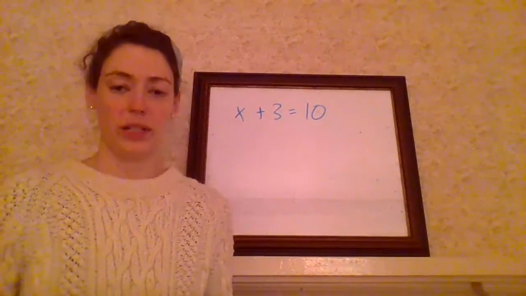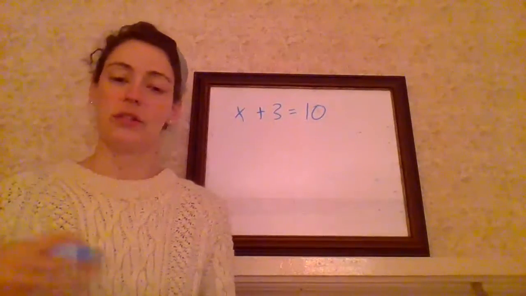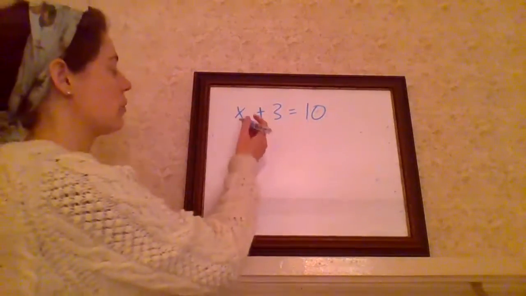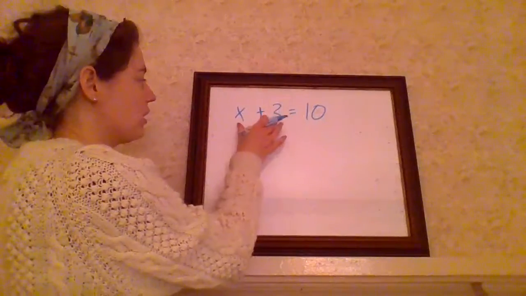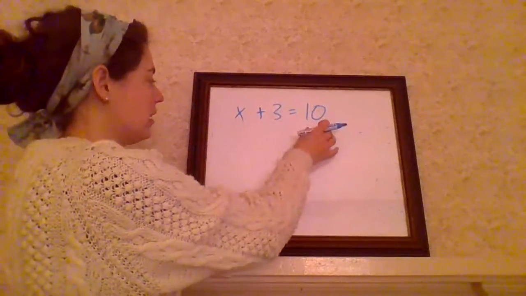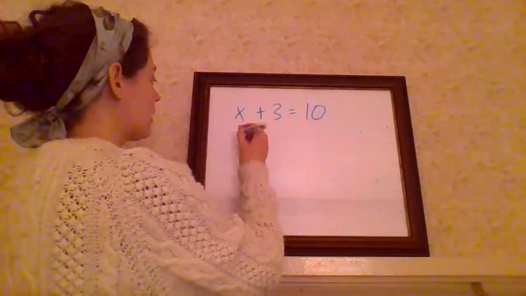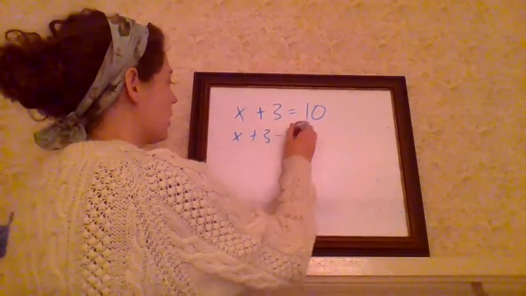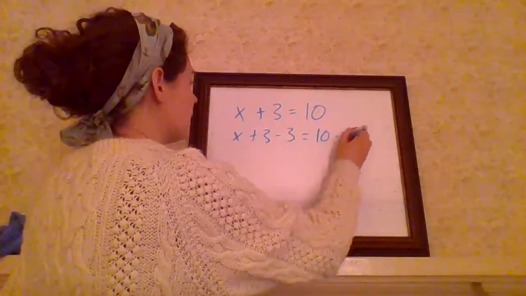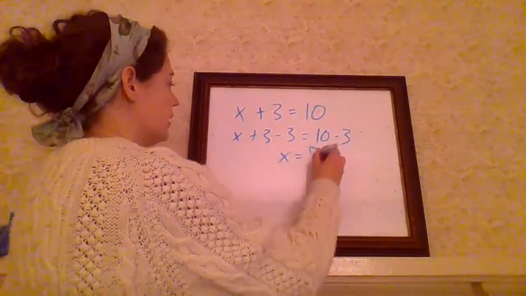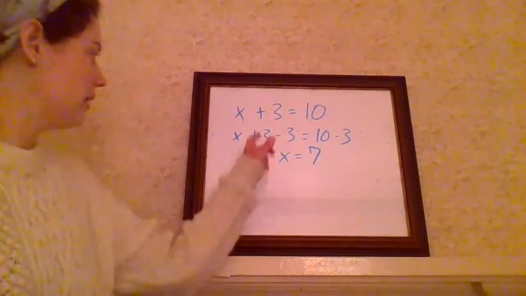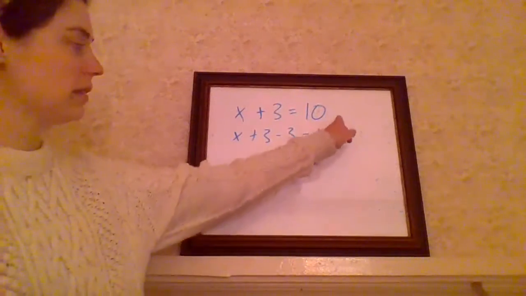So you guys have already learned about algebra this year, and so you should remember how to do this, but think about it. So if adding 3 to a number brings it to 10, how do we get back to the number alone? Well, we'll take away 3. So x plus 3 minus 3 equals 10 minus 3, x equals 7. So let's think, x plus 3 equals 10.